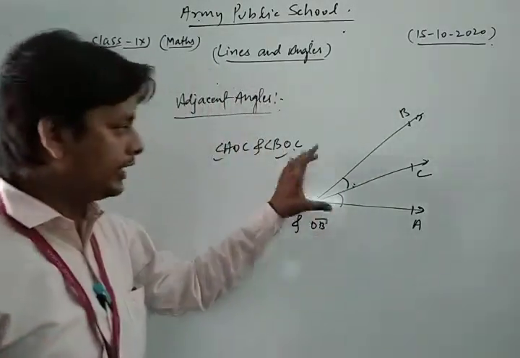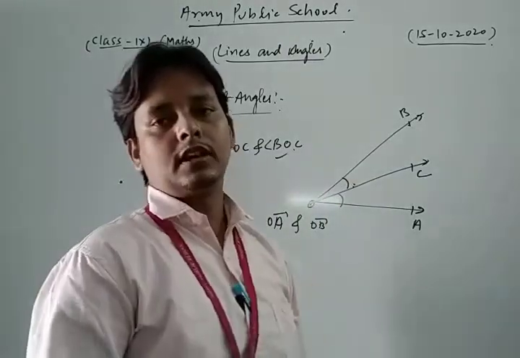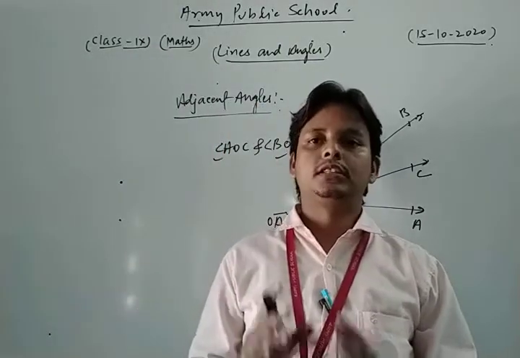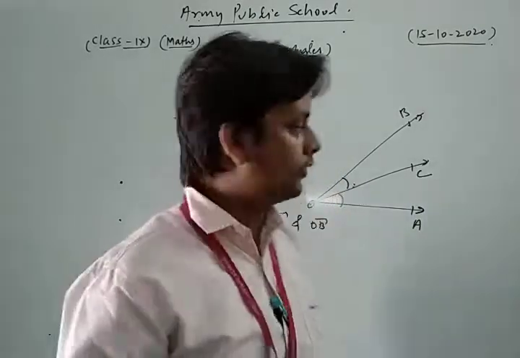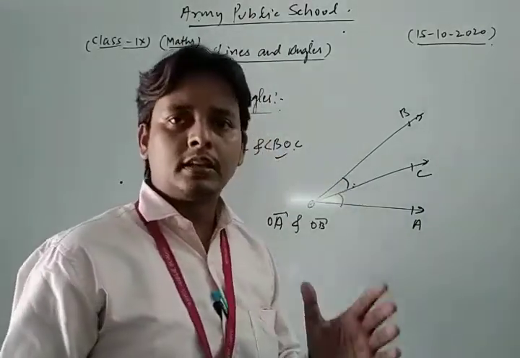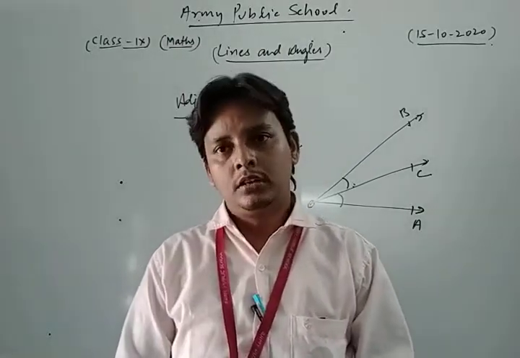So in this way, angle AOC and angle BOC are called adjacent angles. This is a very important concept. Two angles are said to be adjacent if they have the same vertex, they have a common arm, and their non-common arms are on opposite sides of the common arm.